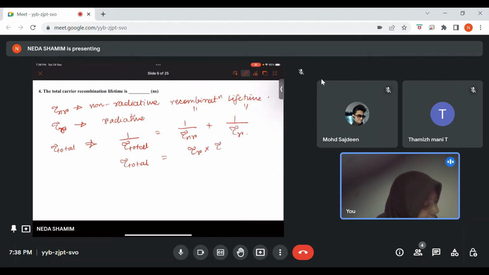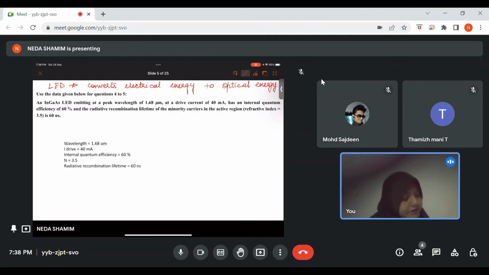Tau r times tau nr divided by tau nr plus tau r. So this will be the total lifetime. But I have to relate this total lifetime to the information given here. There's something called internal quantum efficiency. What do you understand by an internal quantum efficiency?